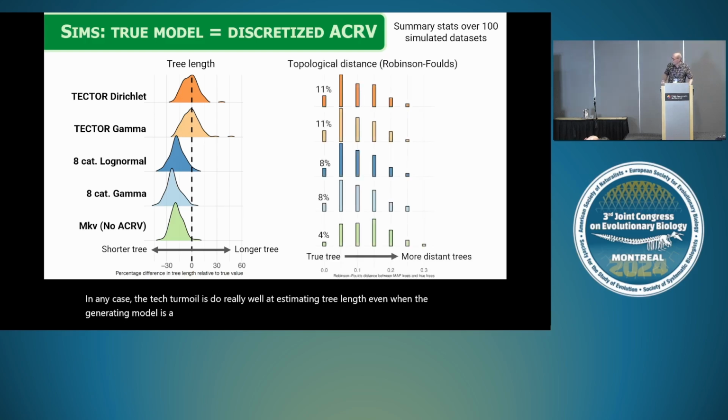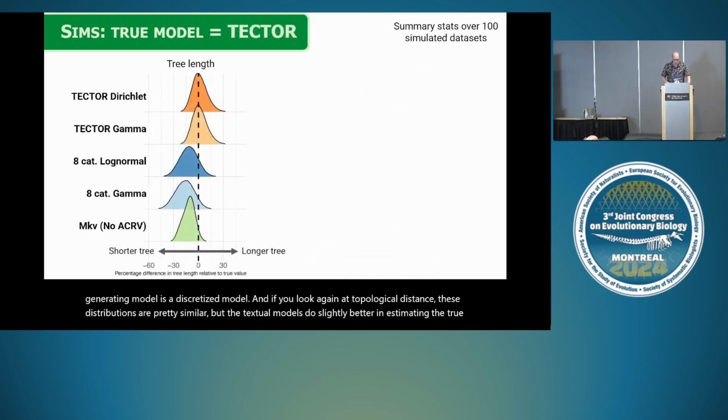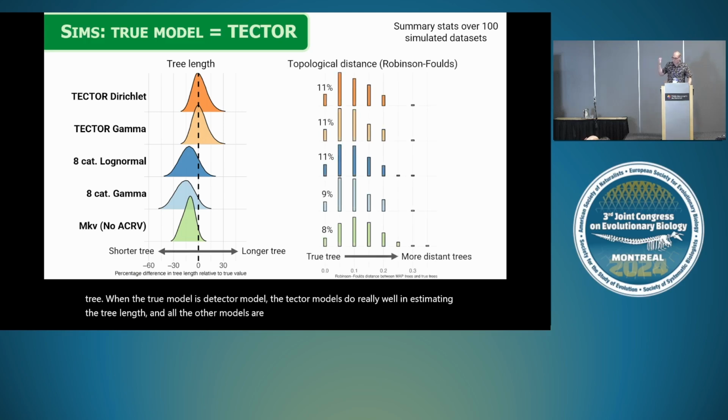And if you look again at topological distance, these distributions are pretty similar, but the tector models do slightly better in estimating the true tree. When the true model is the tector models, they do really well in estimating the tree length, and all the other models are subpar. And again, if we look at the distribution of the topological distance, these distributions are pretty similar, but the tector models and the discretized log normal models seem to be doing slightly better.